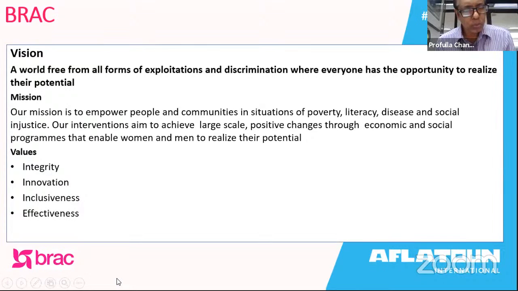We have four core values: integrity, innovation, inclusiveness, and effectiveness. Innovation is at the core of BRAC values. Our founder, Sir Fazle Hasan Abed, who passed away just last year, had one vision: innovation within BRAC. BRAC is large because of innovation. His idea is that anything you first pilot, then you learn, and then you scale up. Sometimes you do not succeed, but this is not a problem. You can still learn from mistakes.